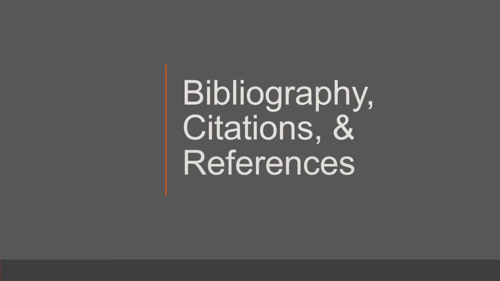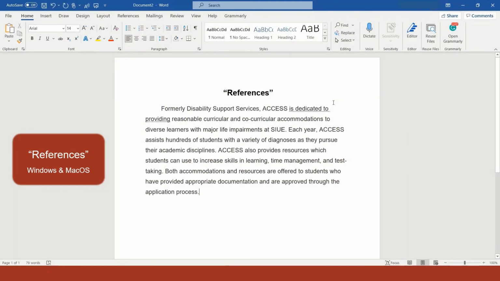The final Microsoft Word feature we're going to discuss is the References feature. This is very useful when writing papers that require a bibliography or references page, and it makes adding in-text citations incredibly easy. The References feature is automatically built into Word, and this is the same for both Microsoft and MacBooks.